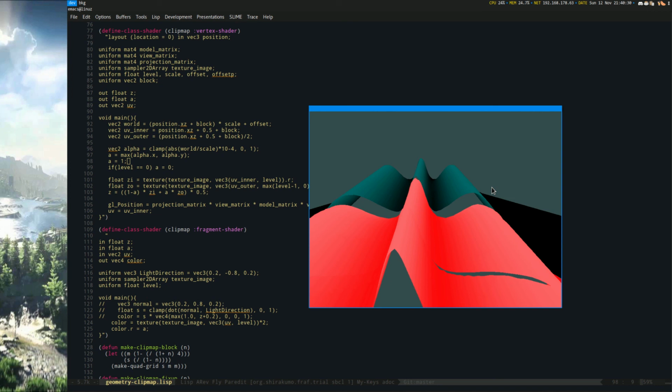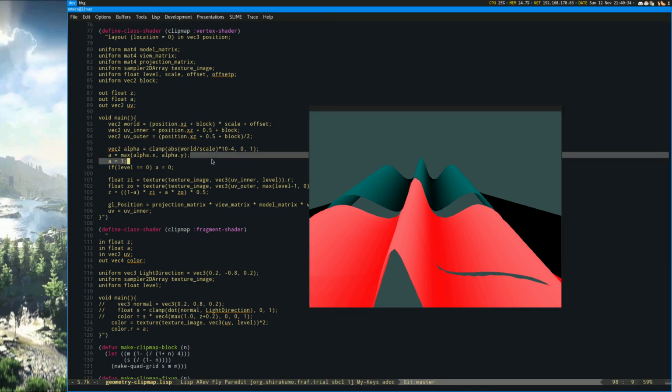Is there somewhere I can look at the code myself? I'll push it if you want.